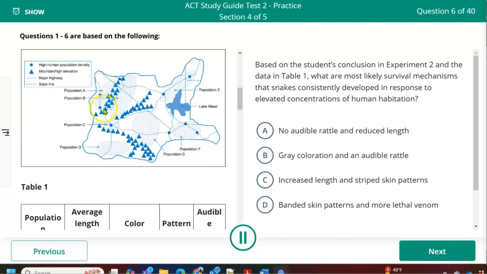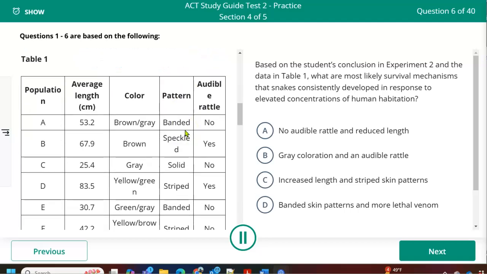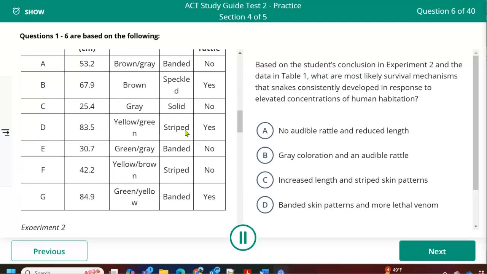We have A, we have C, we have E, and we have F. A, C, E, and F. So that's what we want to look at. A, C, E, and F.